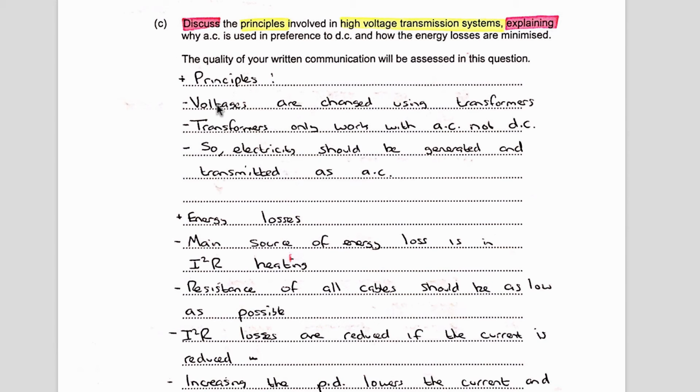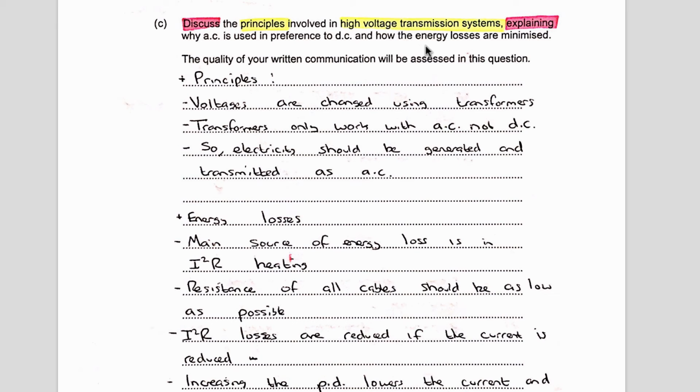So what you've got is voltages are changed using transformers. So that's a principle of the high voltage system. But transformers only work with AC and not DC. And so therefore electricity is generated and transmitted as alternating current. So they're the principles in high voltage transmission systems.